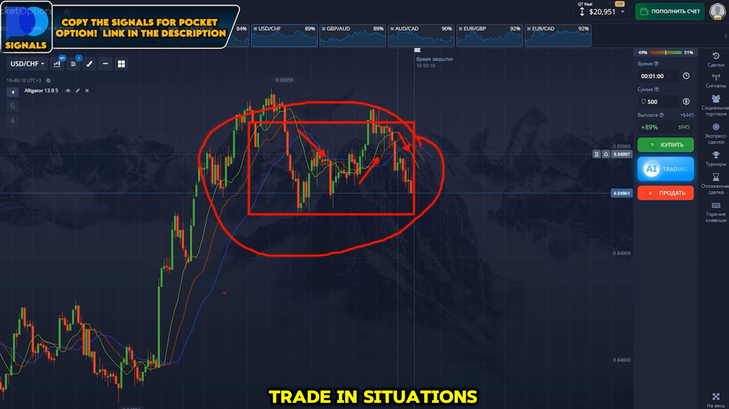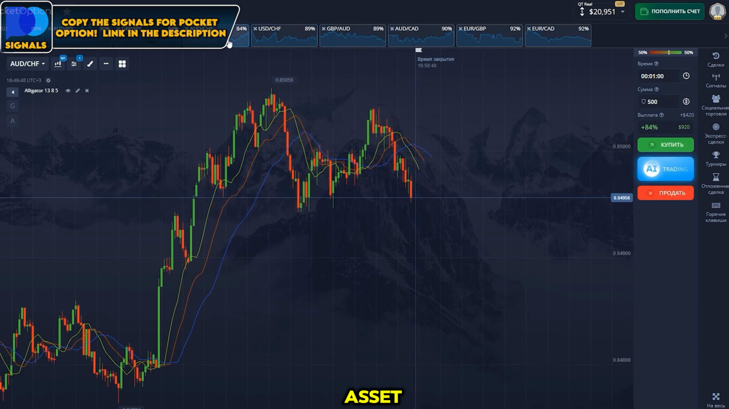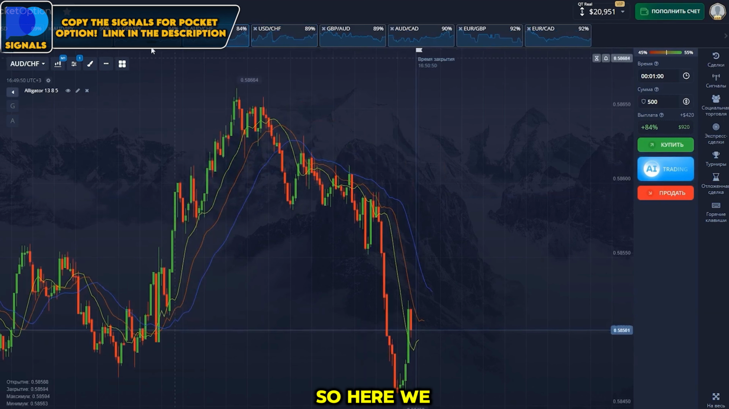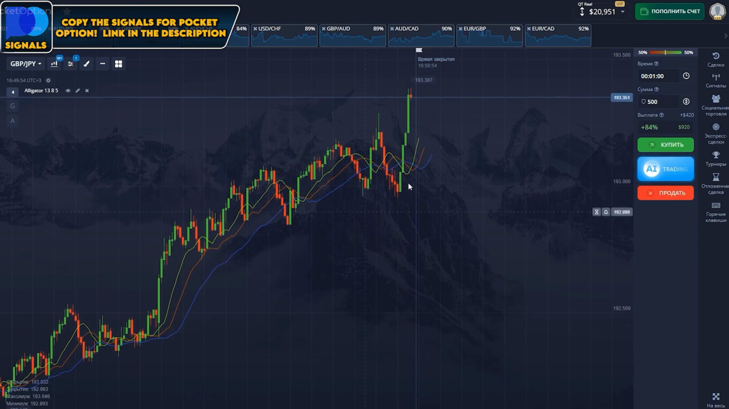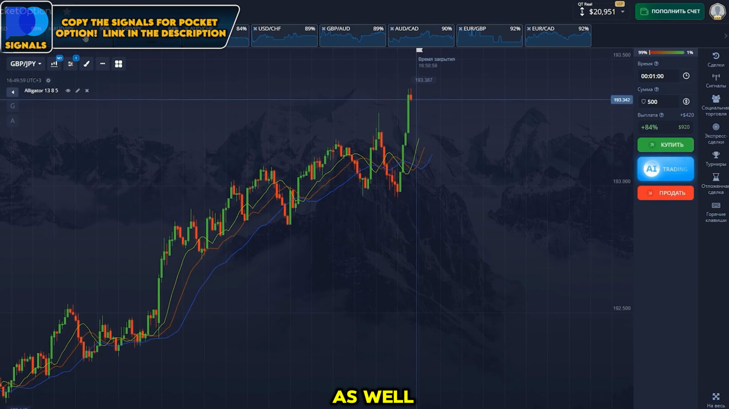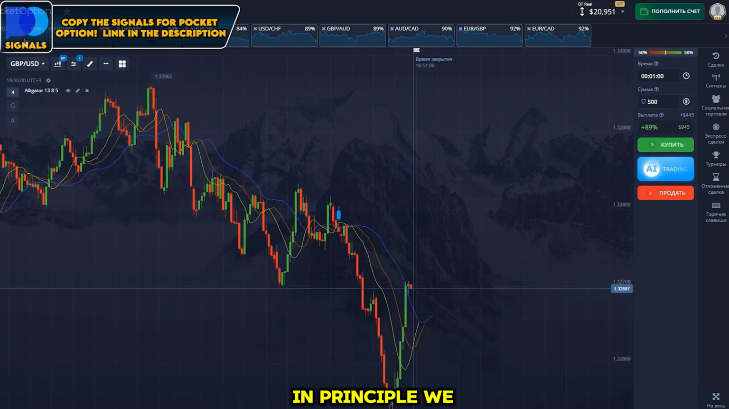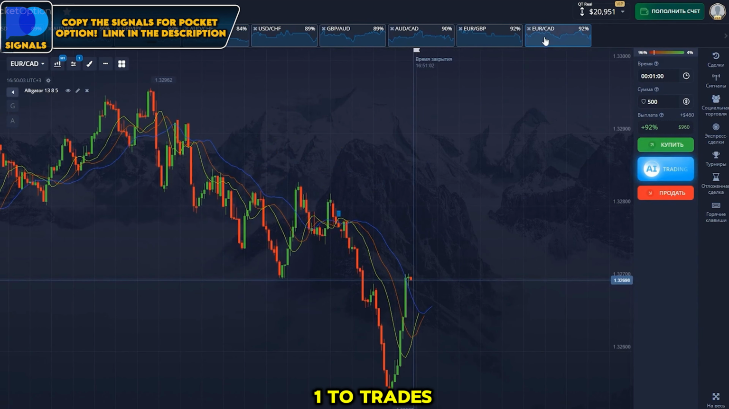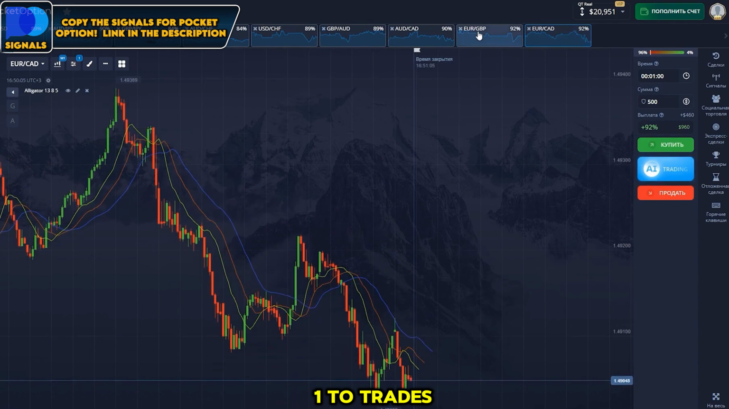You should only trade in situations like this one. Here, all three moving averages point in the same direction. When such a situation occurs, it is not worth trading, just switch to another asset. So, here we see a pullback, not interesting. There is also a very frequent crossing of moving averages, which we can skip as well. In principle, we still need about 1-2 trades.